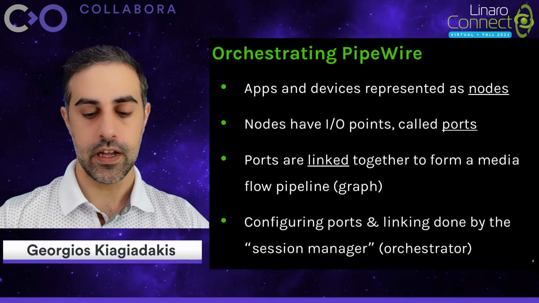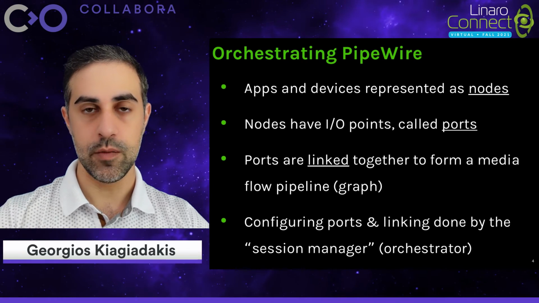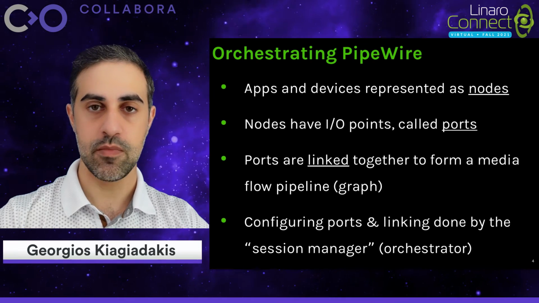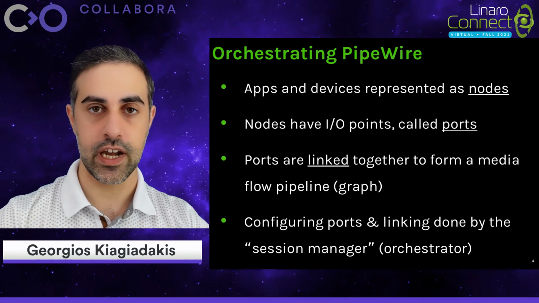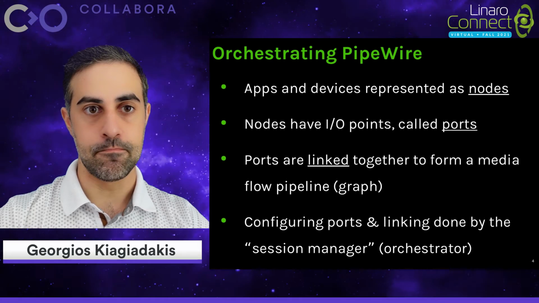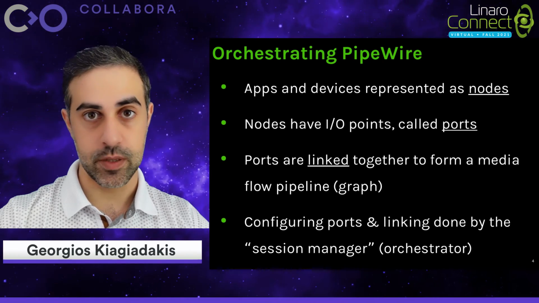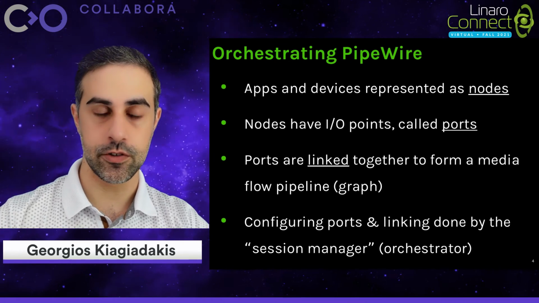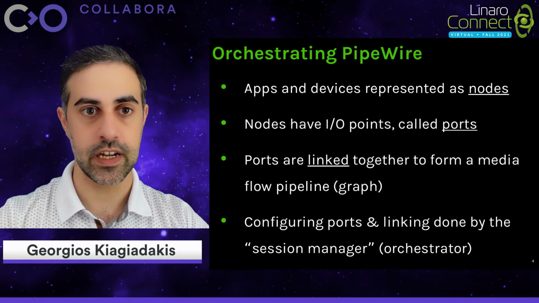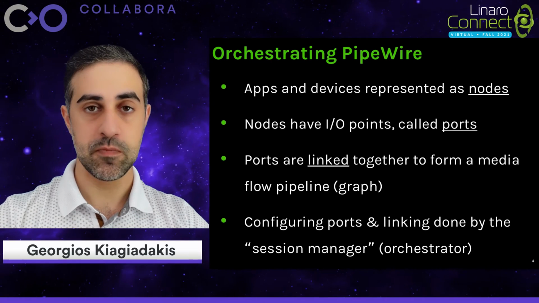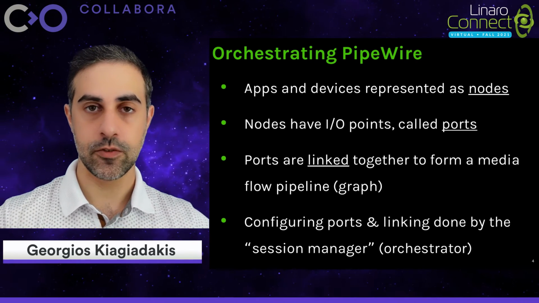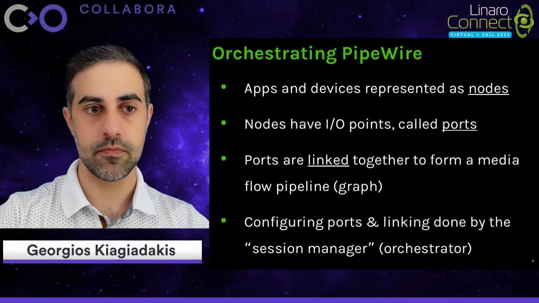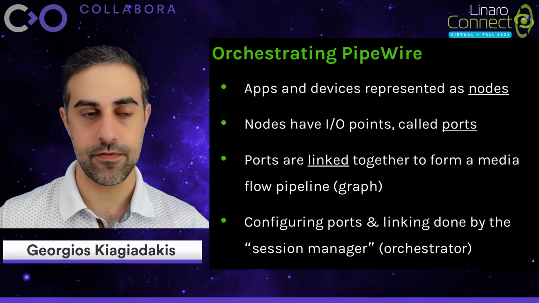These nodes create input-output points that we call ports. Each port is able to send or receive one kind of media. And a node may have multiple ports, for example, to send different channels of audio to another processor or to a device. And these ports then get linked together. Ports from different nodes get linked together, and this forms a media graph.